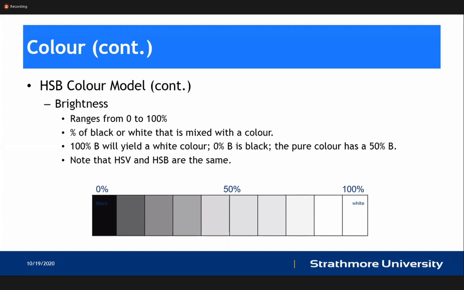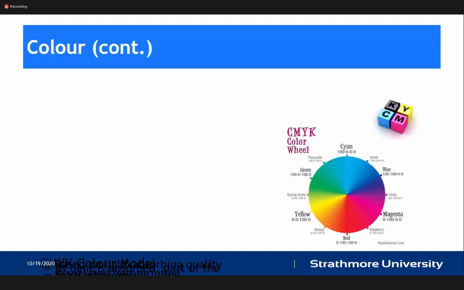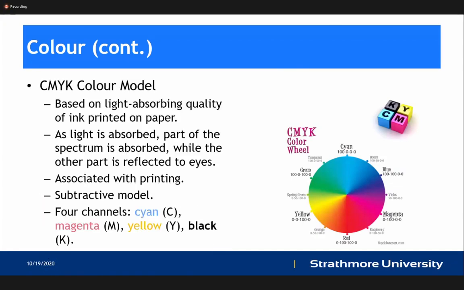In the CMYK color model, we have again the color wheel.